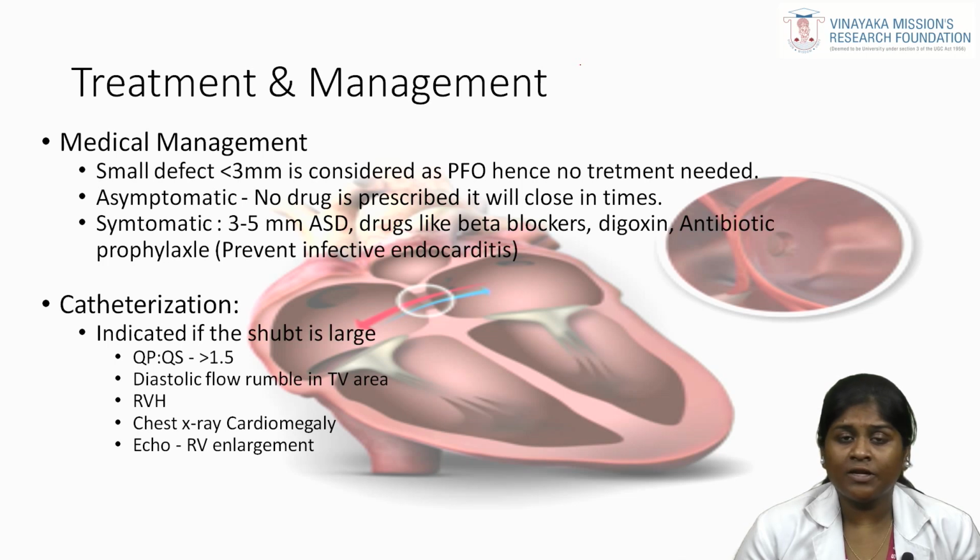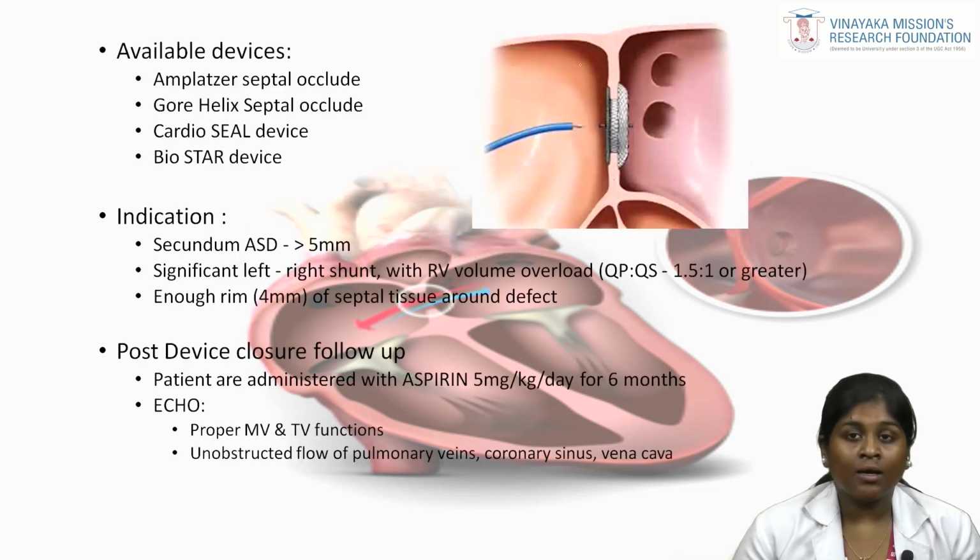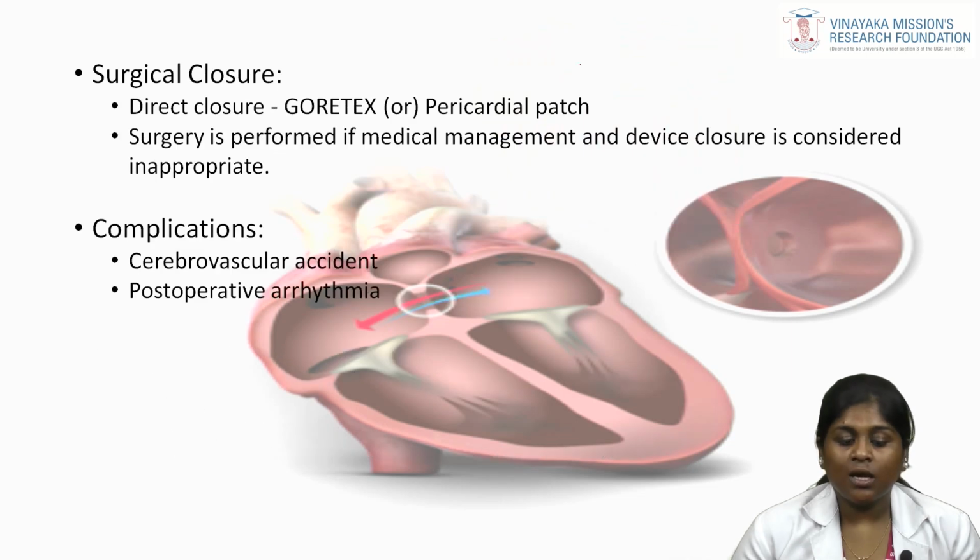In catheterization, an intervention procedure takes place. Device closure is suggested for patients with adequate rims, and majorly for ostium secundum type of ASD. For patients with ostium primum ASD, sinus venosus ASD and coronary sinus ASD, these types of ASDs are suggested for surgical closure. In surgical closure we use Gore-Tex and pericardial patch instead of a device, and complications in surgical closure are cerebrovascular accident and post-operative arrhythmia.